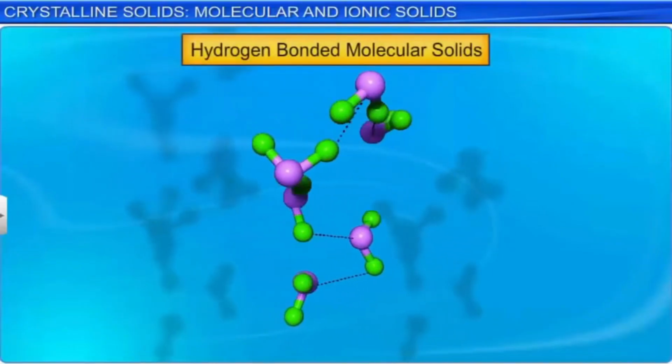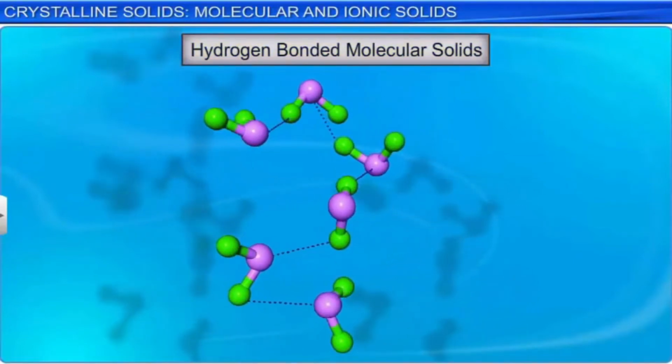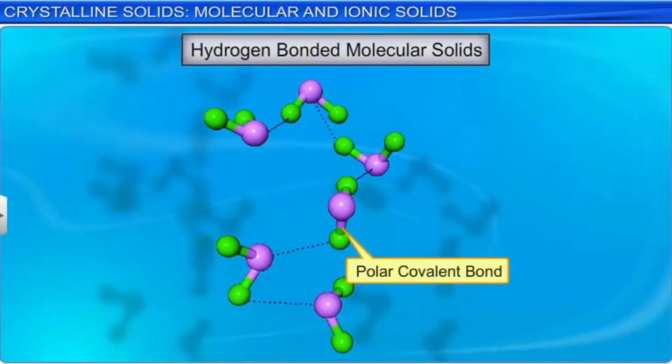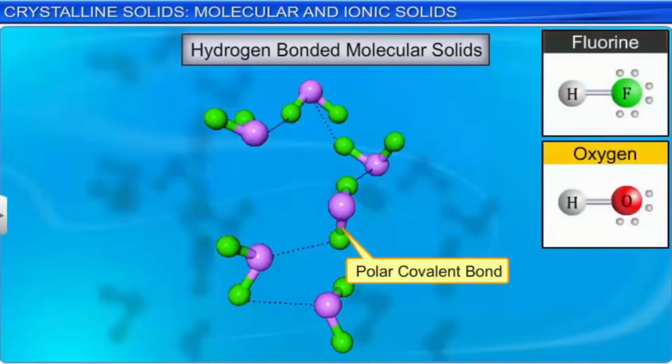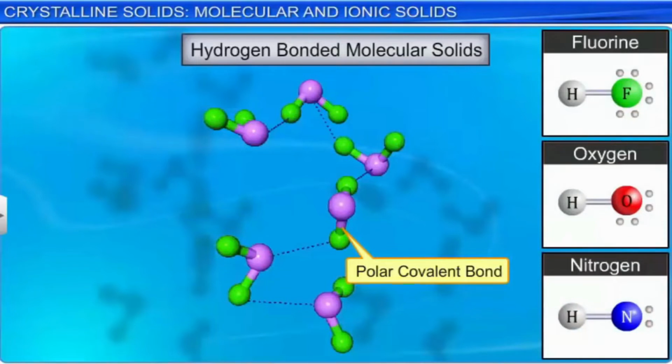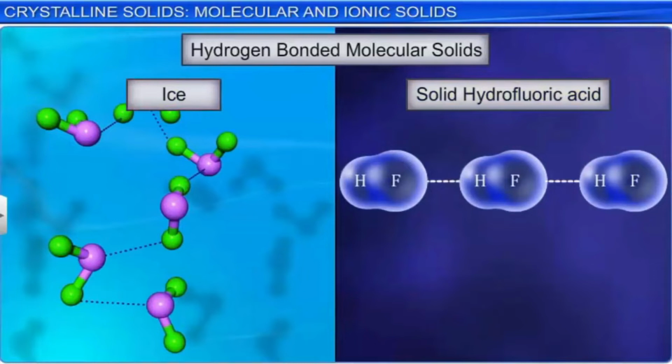In hydrogen-bonded molecular solids, like polar molecular solids, the constituent particles, molecules, are formed by polar covalent bonds. However, the bonded atoms in these molecules are essentially hydrogen and a highly electronegative atom, such as fluorine, oxygen, or nitrogen. Ice and solid hydrofluoric acid are two examples of hydrogen-bonded molecular solids.